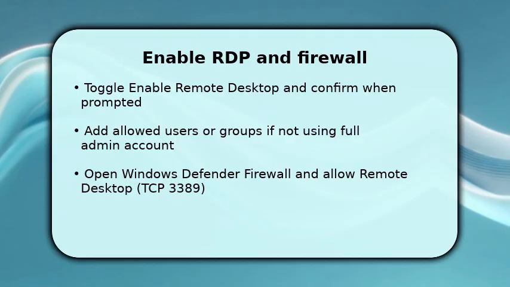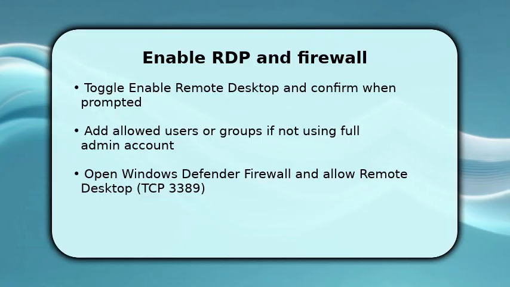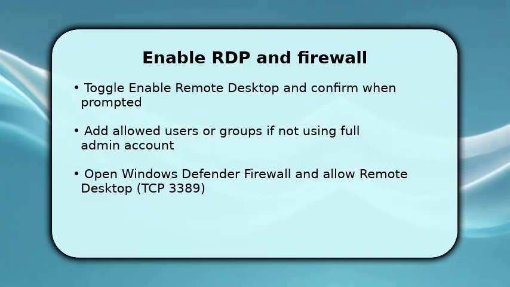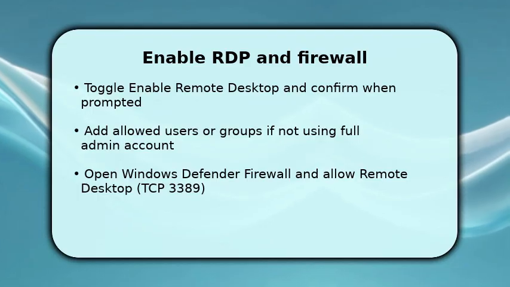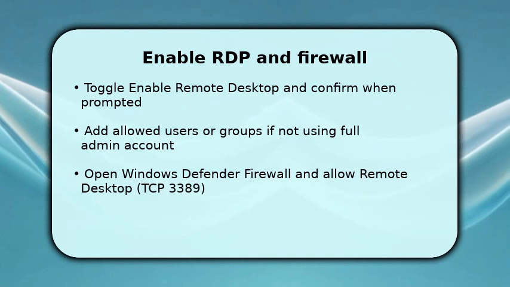Then open Windows Defender Firewall Advanced Settings to confirm inbound rules for Remote Desktop, TCP 3389, are enabled for private and public as needed. Once done, check the Remote Desktop Services status in services.msc, and restart the service if it isn't running.